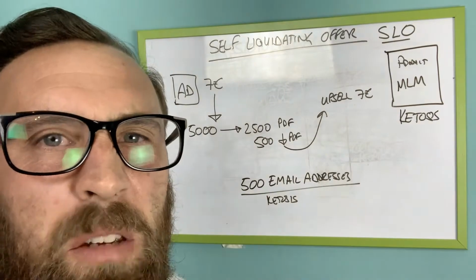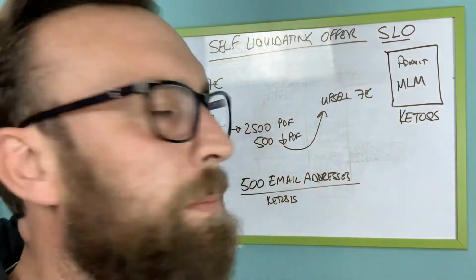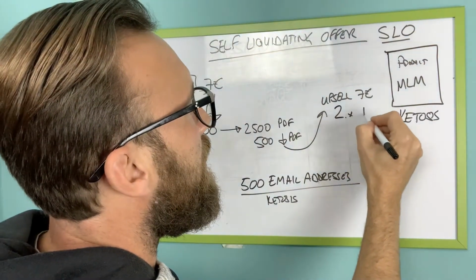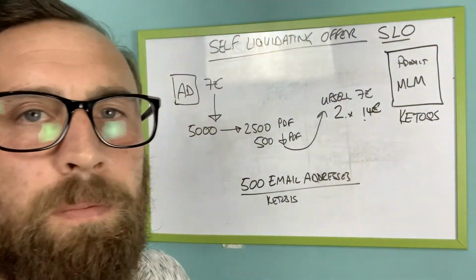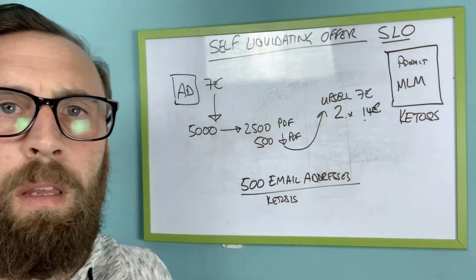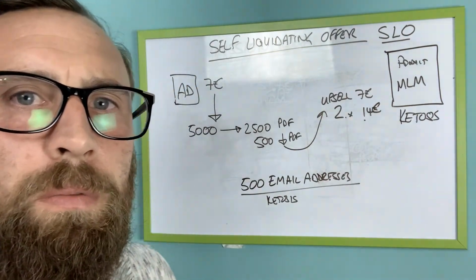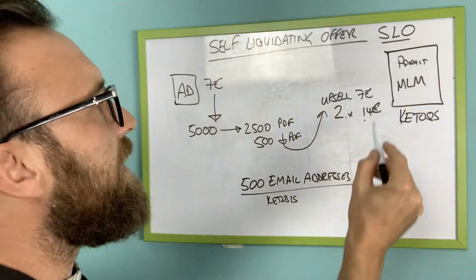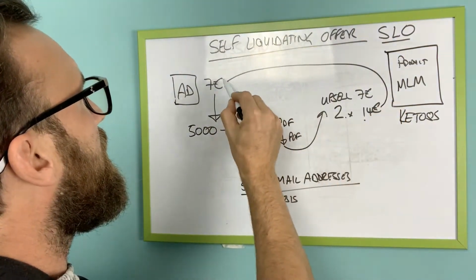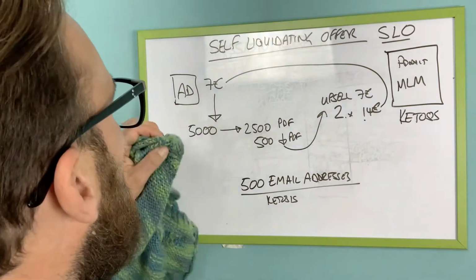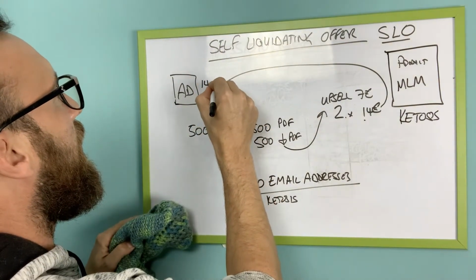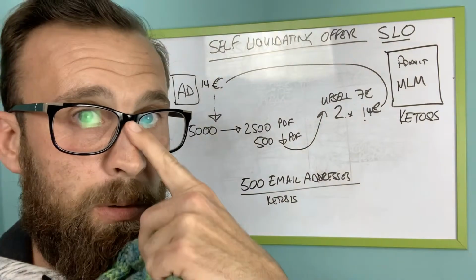Let's say for argument's sake, two people buy the upsell. You've made €14. What do you do with that €14? You don't take profit from that. You take those €14 and you put that back into adverts.